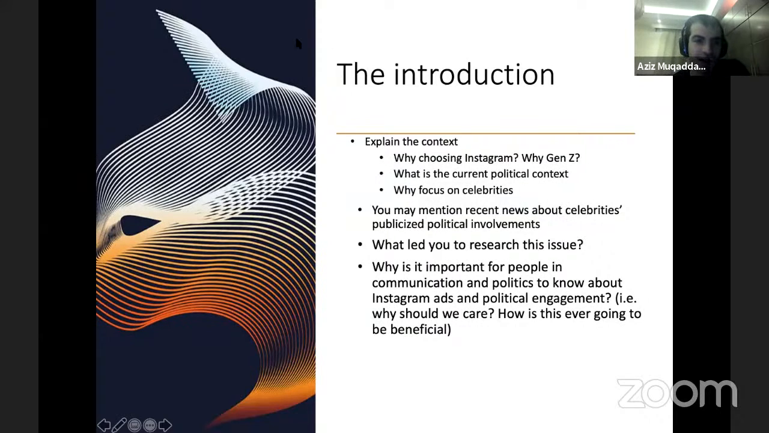And so yeah, you lead with that. What made you interested in this research, which I just explained, and how this would be beneficial for people to understand politics. So actually, let me ask you, why do you think research like this would be beneficial to someone working in the strategic communication profession?